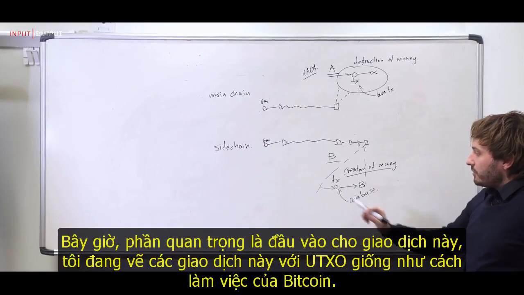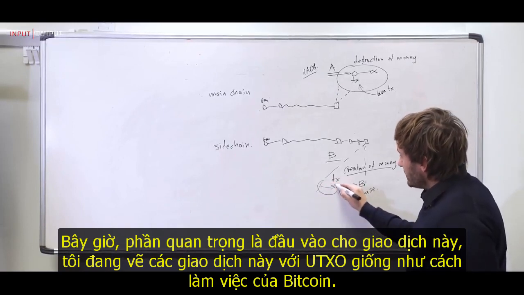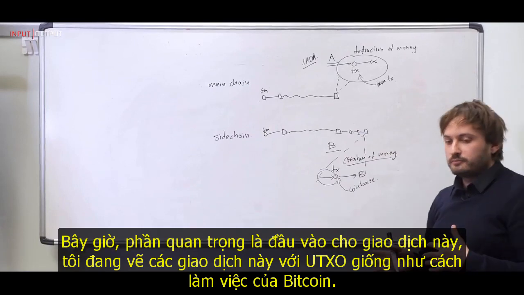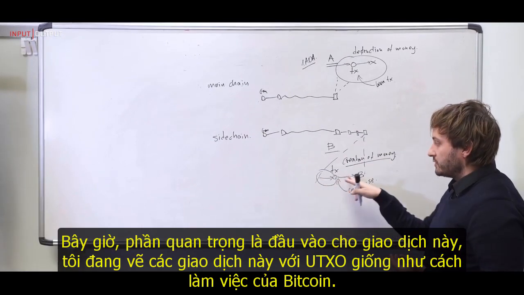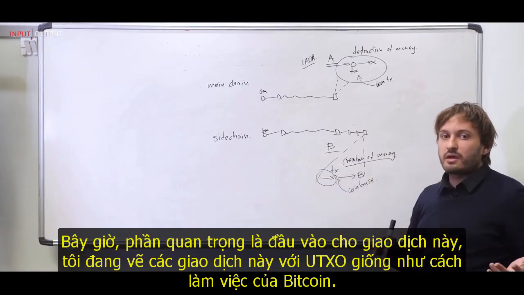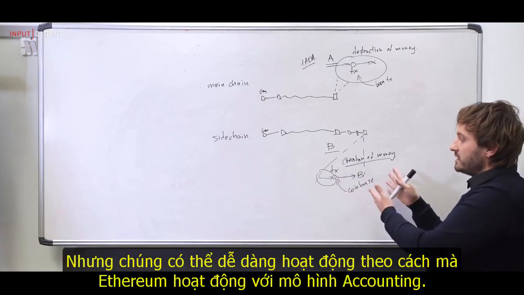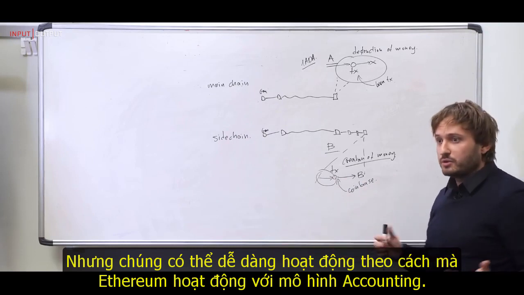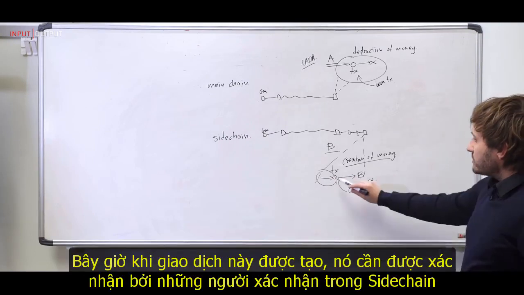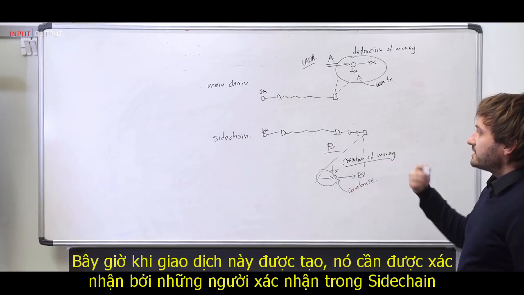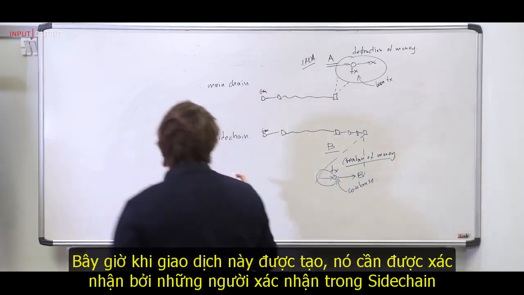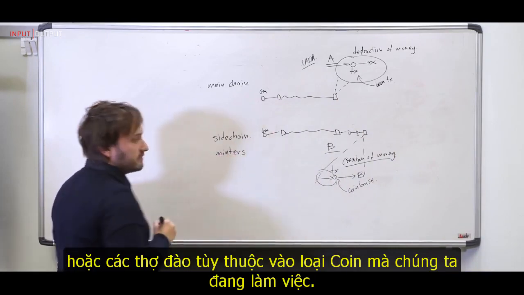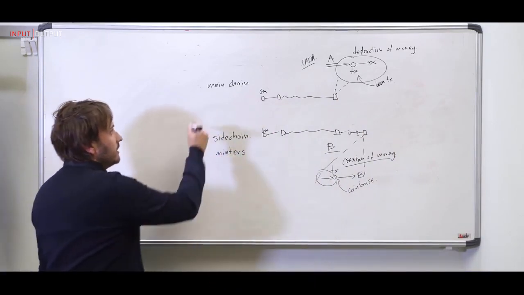Now, the important part is that the input to this transaction, I'm drawing these transactions as if they had unspent transaction outputs and inputs in the same way that they work in Bitcoin, but they could easily work in the same way that Ethereum works with accounts, inputs, and outputs. Now, once this transaction is created, it needs to be confirmed by the minters in the sidechain, or the miners, depending on what kind of coin we're working with.